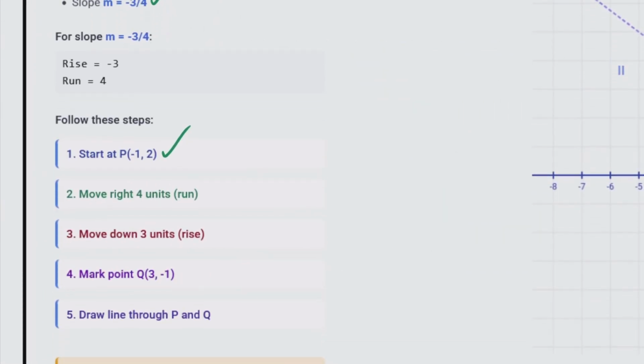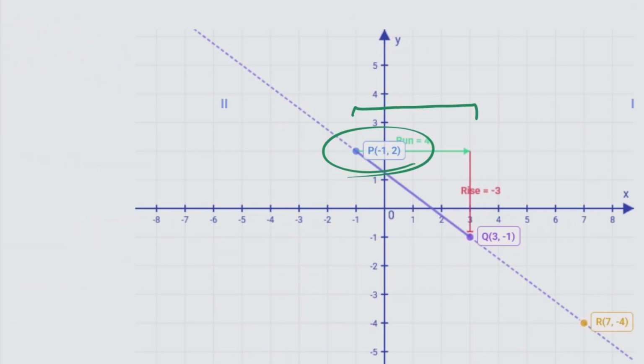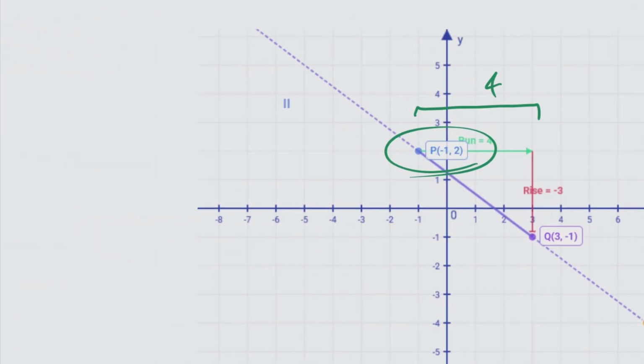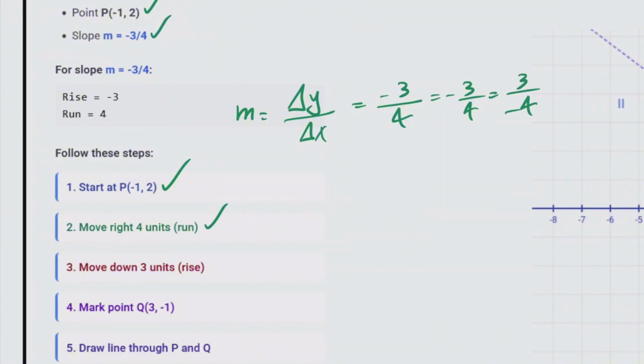After that, I have to move to the right with 4 units. Why 4, by the way? Because if you remember, the slope was delta y over delta x. So when we have -3 over 4, or we can write it as 3 over -4, it doesn't matter. All of them are the same.